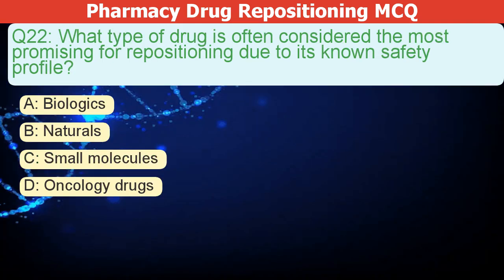What type of drug is often considered the most promising for repositioning due to its known safety profile? A. Biologics. B. Naturals. C. Small molecules. D. Oncology drugs.